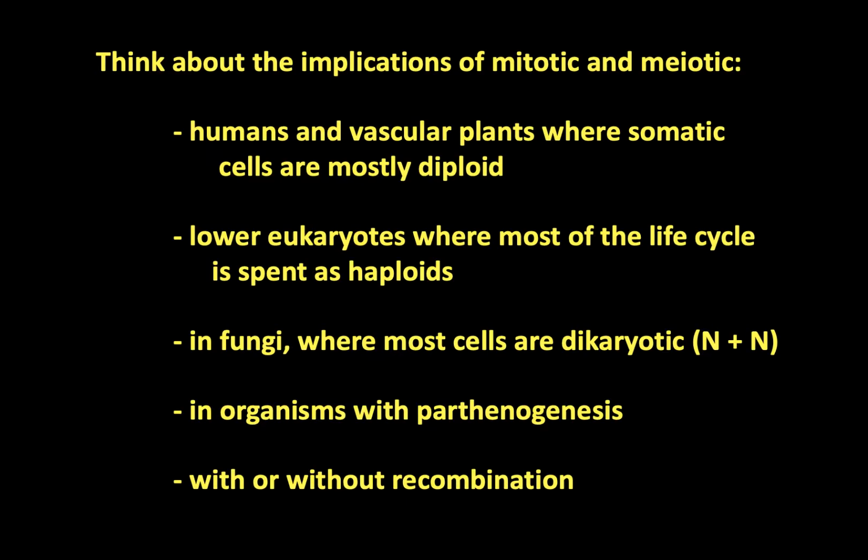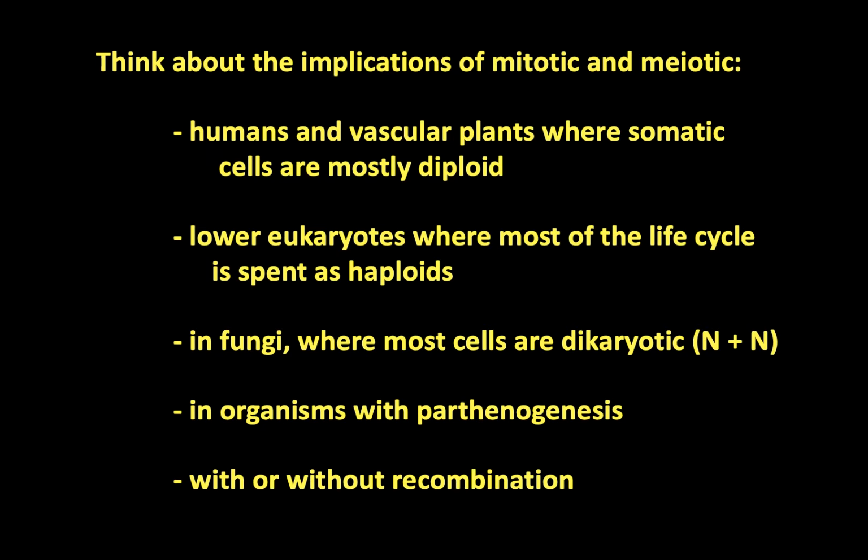So as you go back through these last two videos and slides, think about the implications of mitosis and meiosis, those divisions of the DNA, as well as other types of separation or segregation or amplification or replication of the DNA. So think of those in terms of humans and vascular plants, where the somatic cells are primarily diploid, the different processes there. In lower eukaryotes, where most of the life cycle is spent as haploids, so that's going to be slightly different in that they only have one copy of each one of those alleles for each gene locus.